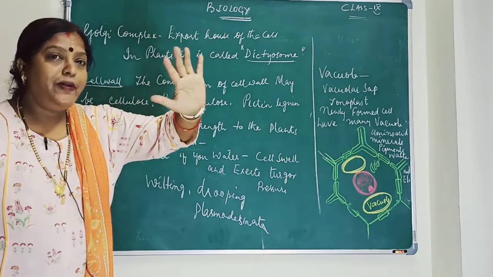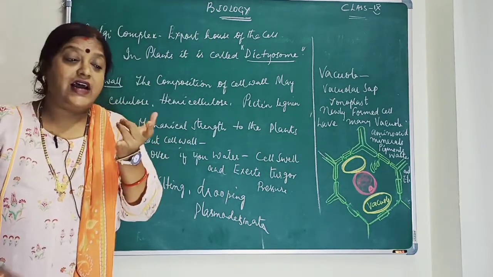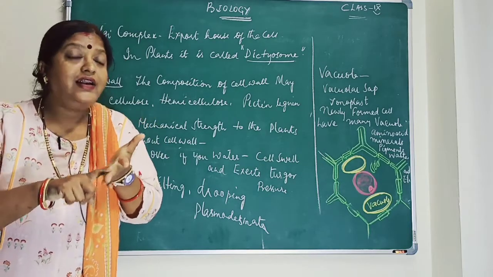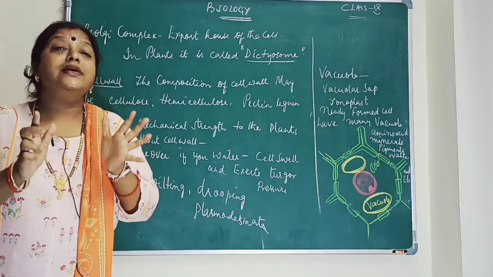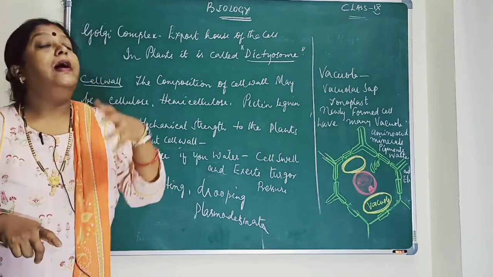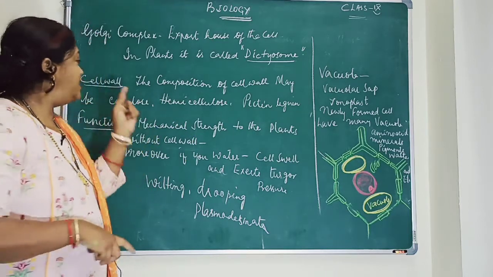Today we will be learning about the cell wall. We also discussed that cell wall, vacuole, plastids and centrioles are some of the organelles that make the difference between the plant cell and the animal cell. So now we will be learning about the cell wall.